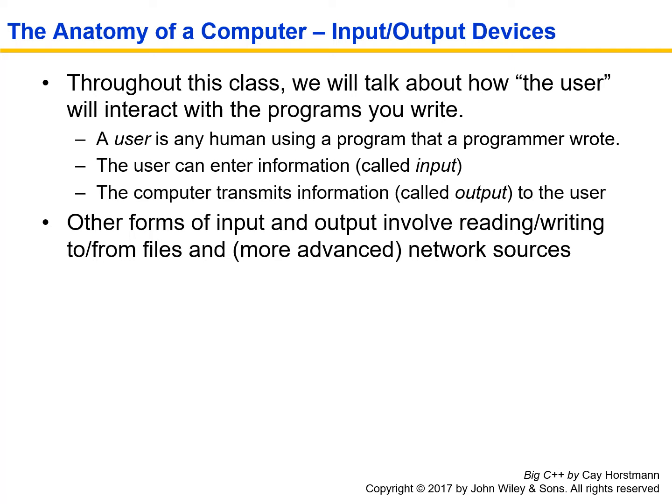We'll learn more about that throughout this class. More advanced than what this class is going to get into is reading and writing from network sources. For example, you might have a computer program that wants to know what the current weather conditions are. There are weather servers out there that you could send a request to, and they could send you information back. That's a form of input for your program.